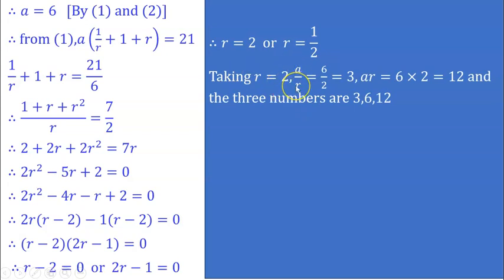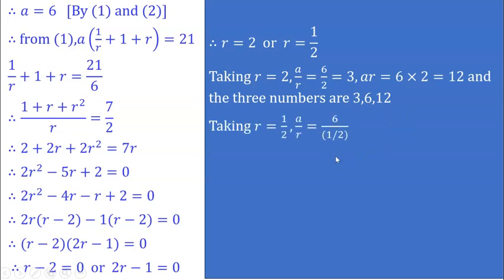Taking r is equal to 2. a/r, the value of a is 6, that is 6/2 is equal to 3. ar, 6 into 2, the value of a is 6, r is 2, then you will get 12. Therefore, the three numbers are 3, 6 and 12.